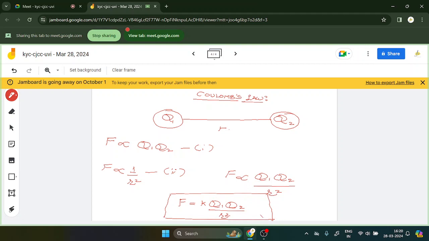Now, inversely proportional to R square means whenever the distance increases, the force is going to decrease. And this is evident actually. When the distance between the two charges increases, the force decreases, and when the charges are closer, they will be repelling or attracting each other, putting a force on each other with a larger magnitude. So this is Coulomb's law. Understood what Coulomb's law is?